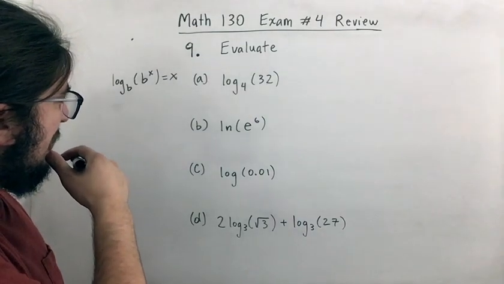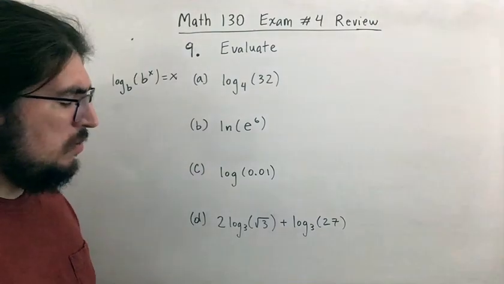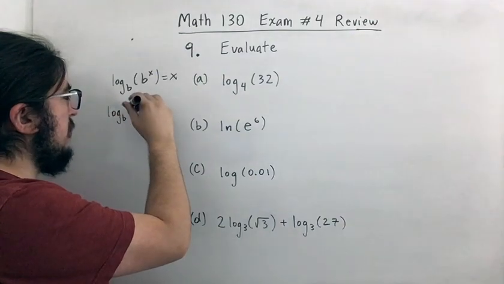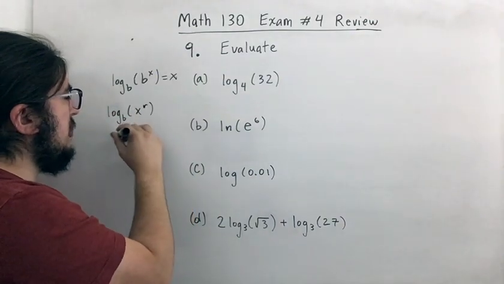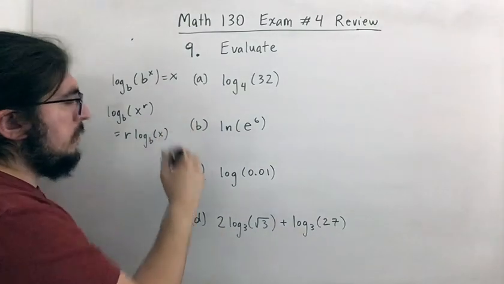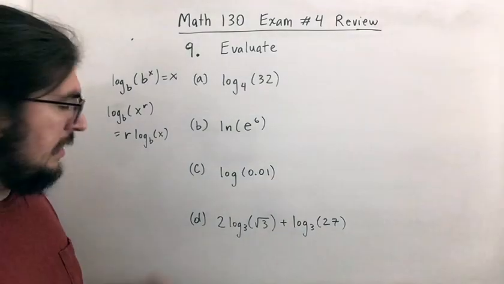And what else? There are some other possible properties we can use, maybe like the power rule. Let me just write it. Log base b of x to the r is equal to r times log base b of x, which I also kind of showed when we did number 7 a while ago. So the power pops out. And that's true of log of any base.